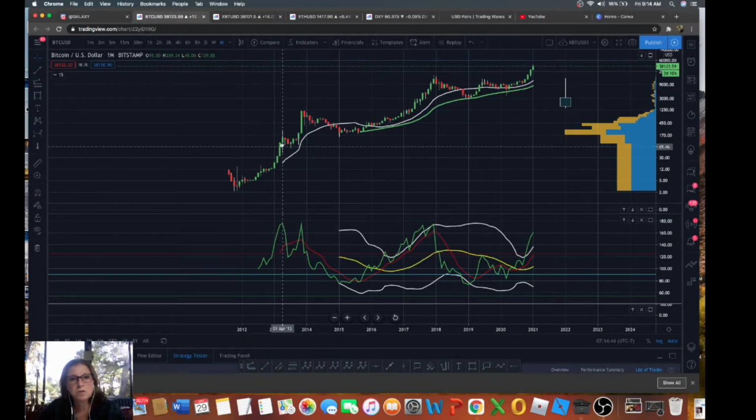On the monthly time frame, we had divergence between this high and this high here, and that's what caused us to come down. When we were up here, we had divergence between this high and this high, and that's what caused us to eventually come down. So on the monthly time frame, we do have divergence between here and here, but we had it last month also.